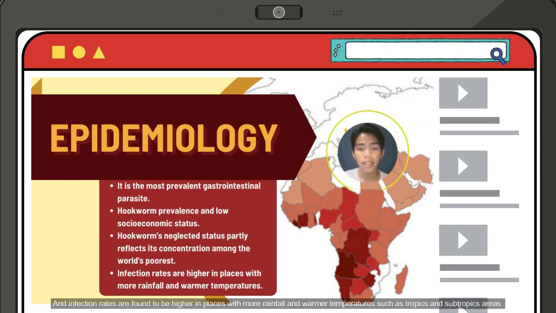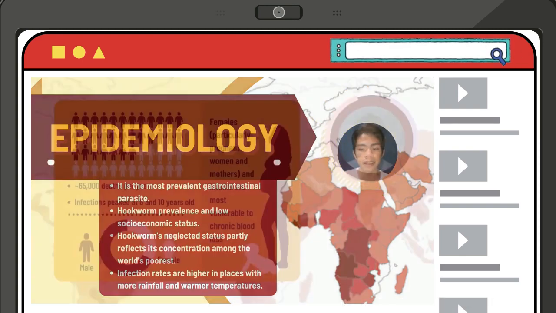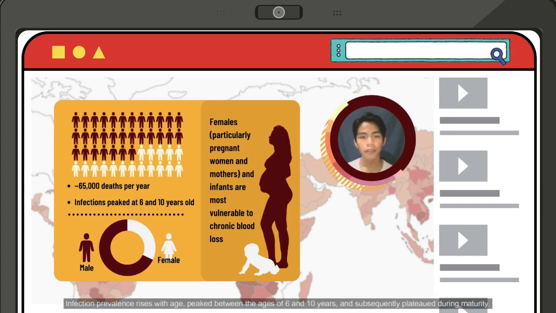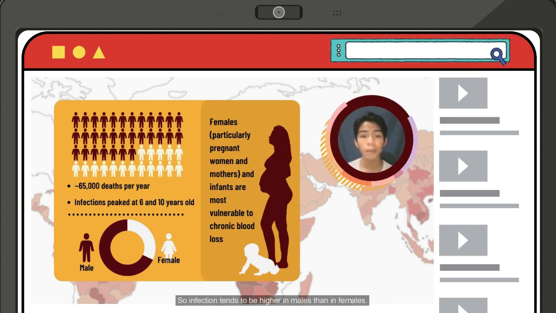Infection rates are found to be higher in places with more rainfall and warmer temperatures, such as tropics and subtropics areas. Globally, around 65,000 deaths per year were estimated to be caused by fatalities of infection. Infection prevalence rises with age, peaking between the ages of 6 and 10 years, and subsequently plateaus during maturity. So infections tend to be higher in males than in females.